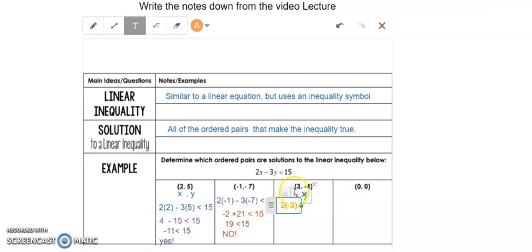All right, now I'm going to try this next ordered pair. So I have 2 times 3 minus 3 times y, which is negative 4, is less than 15.